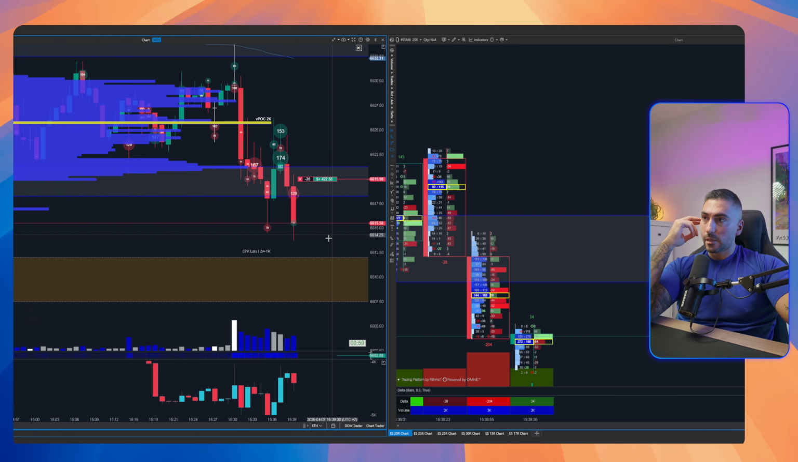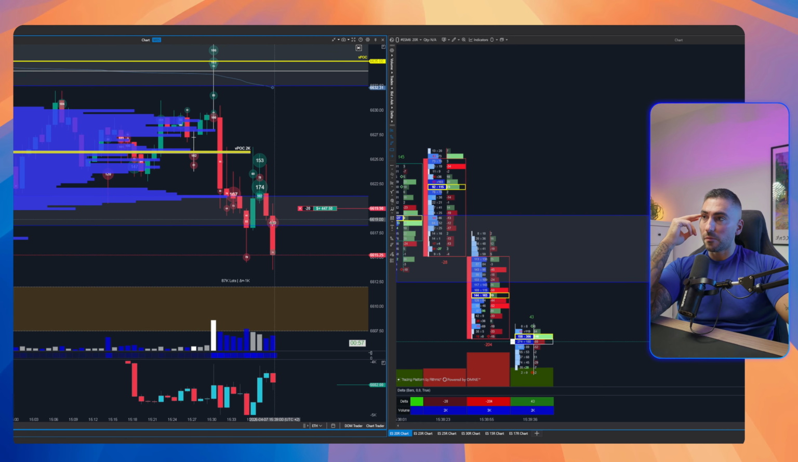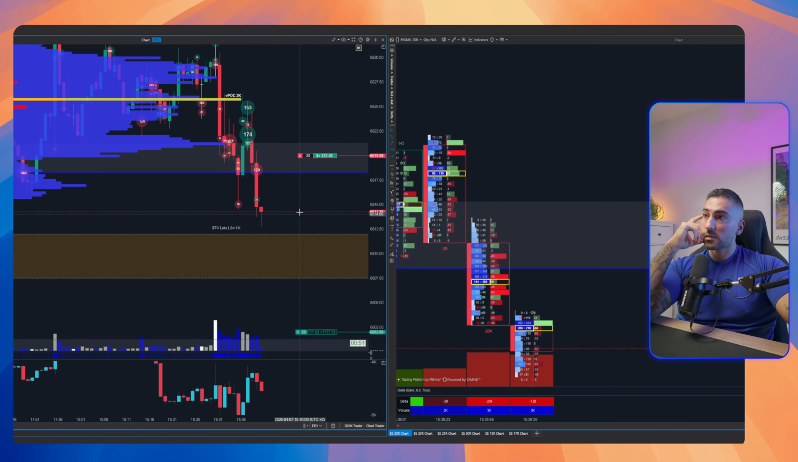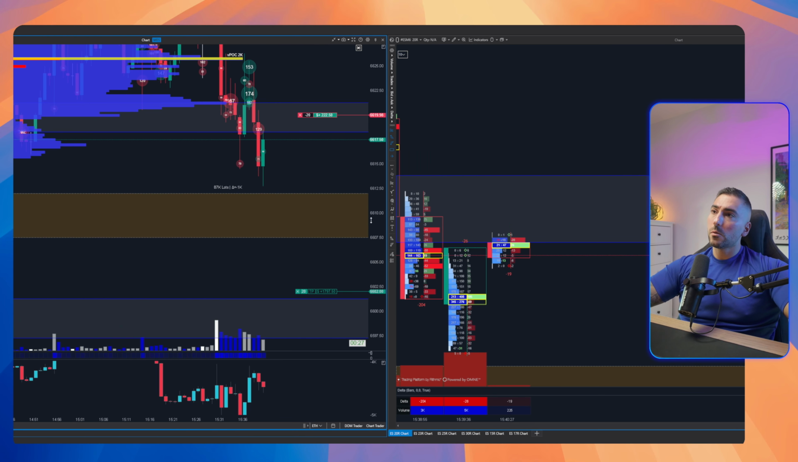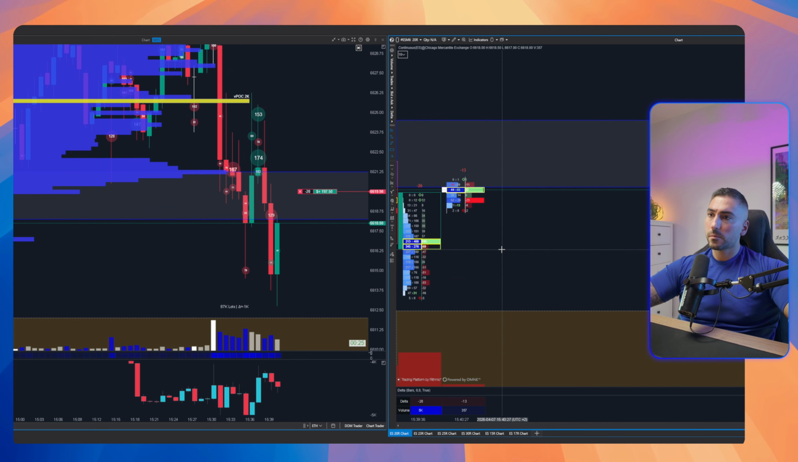My stop is safe above this strong seller. Yes, the better stop is right here, but we already got the pullback. I'm not looking for more pullbacks. If that will come, that's okay. Targeting the pre-market low. So let's see what happens here.